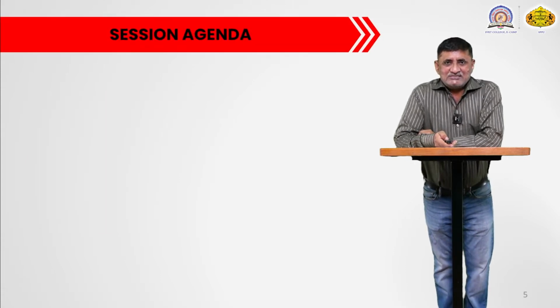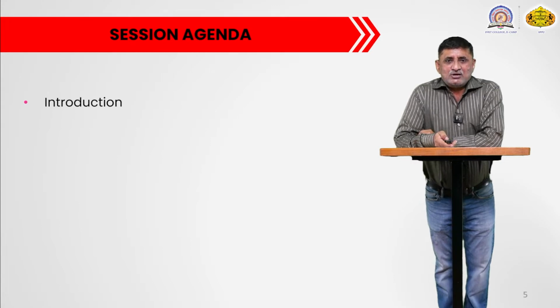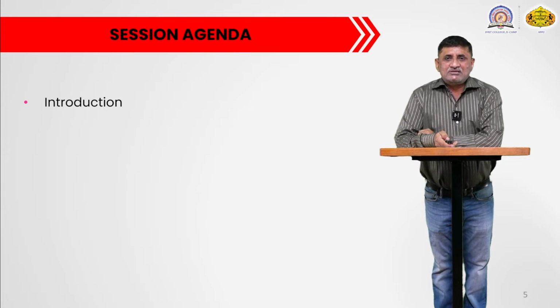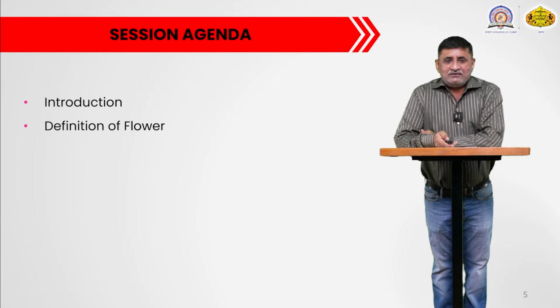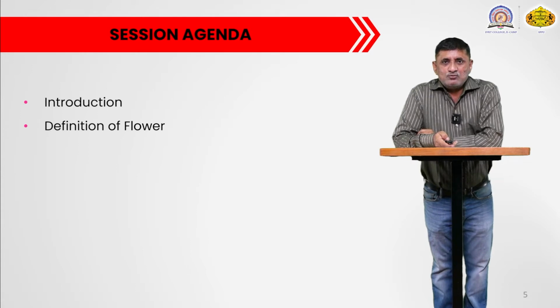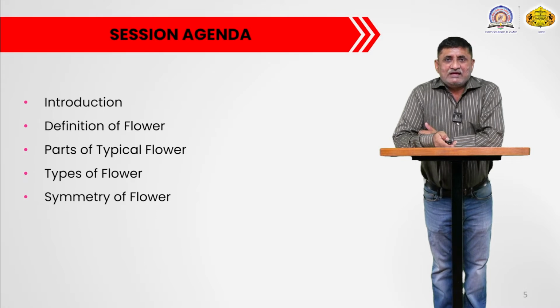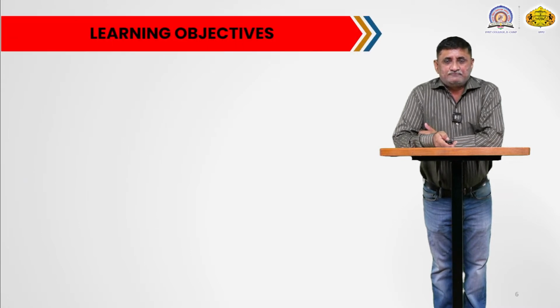Our today's session agenda is, under the study of flower, we will see the introduction. Under introduction, what is meant by flower and when it is developed. Then we will see the scientific definition of flower, how a flower is defined variously. Then we will see what the typical parts of a flower are. Lastly, we will see the types of flower and symmetry of flower.